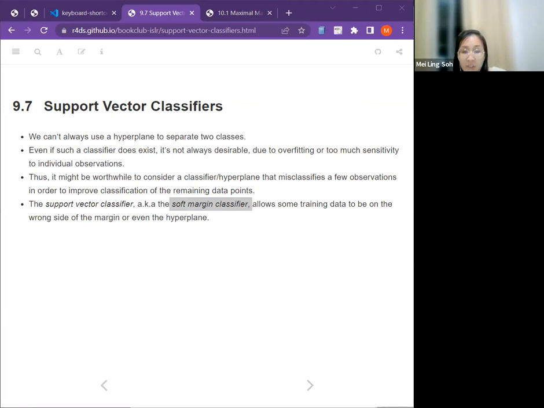So when we allow for these misclassifications, the distance between the observations and the threshold is what we call the soft margin. We can use cross validation to determine how many misclassifications and observations you want to allow inside that soft margin to get the best classification. So the soft margin classifier is also known as the support vector classifier. Anything on the edge or within the soft margin, those are all support vectors.